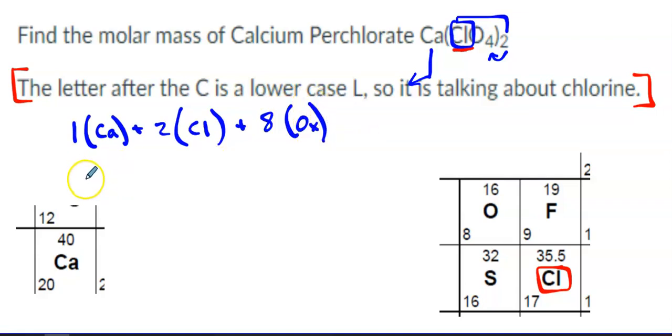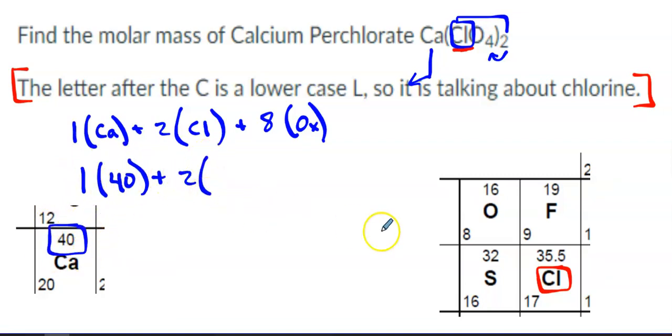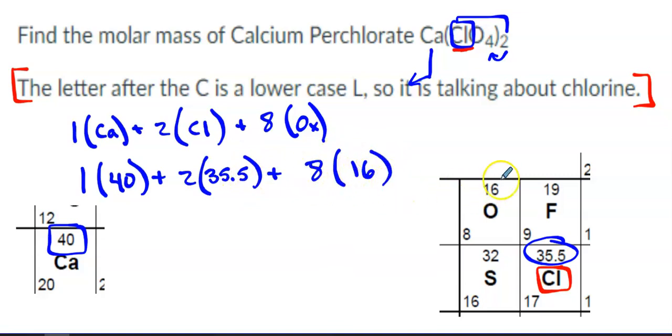Then I plug it in. I have 1 times calcium; the bigger number for calcium is 40. Plus 2 times chlorine, the bigger number is 35.5. Plus 8 times oxygen, which is 16, that's the bigger number. Once again, I'll pause. I got 239 grams per 1 mole.